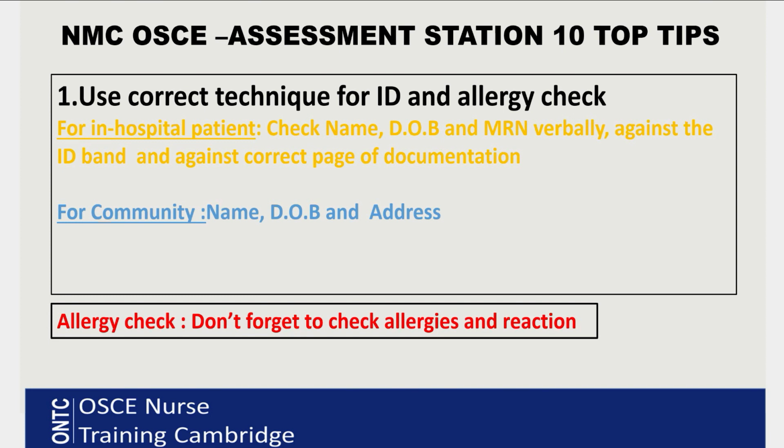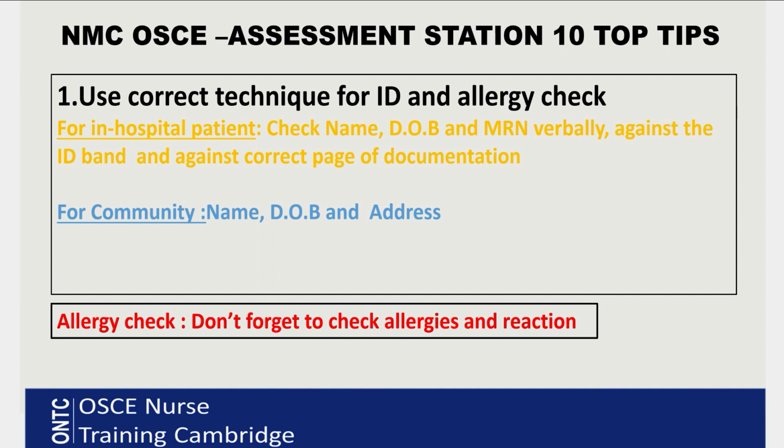In community scenarios, your patient will not be wearing a name band and allergy band, so you just need to verbally check, and they don't have a hospital number. So verbally check their name, date of birth, and address against your documentation. Okay, what they say should match your documentation.